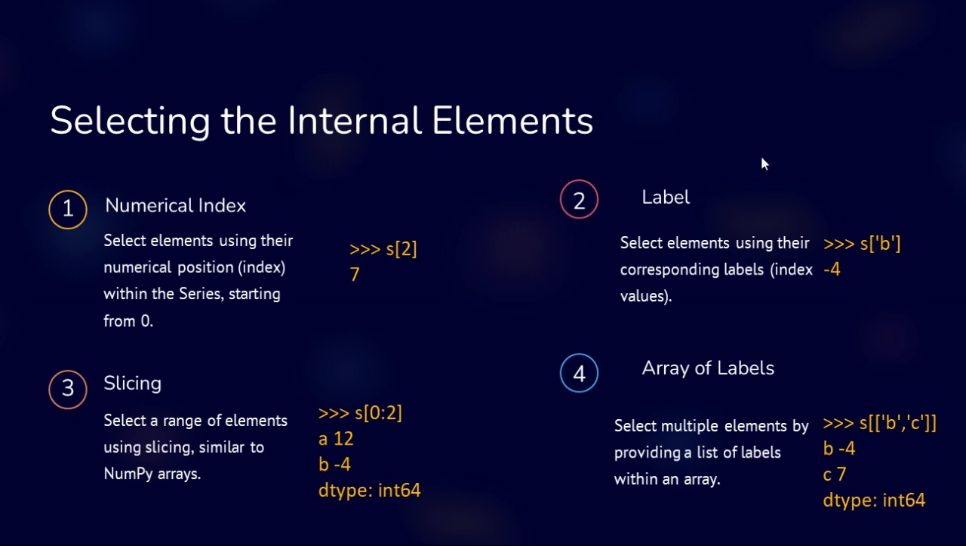So this is about selecting the internal elements. You can use it through indexes, numerical indexes, positive as well as negative indexes, through labeling. You can access through slicing. You can also have it from discontinuous locations using an array of labels.